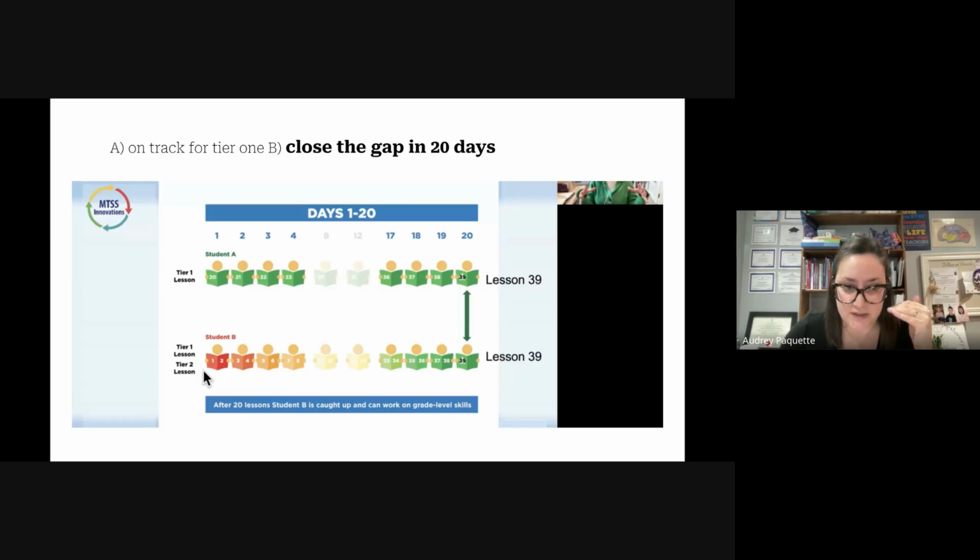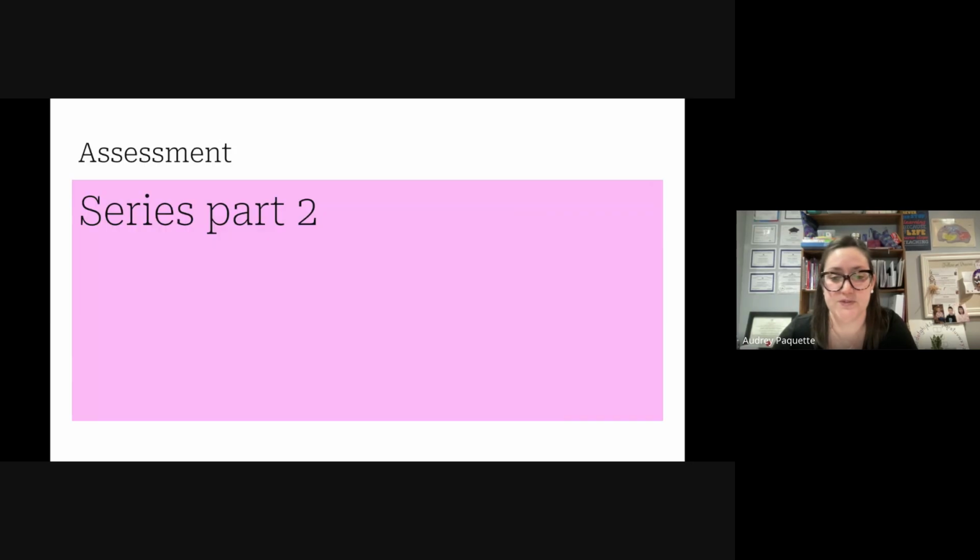Student B will be doing lesson 3. And in the afternoon, with a tier 2, we'll be doing lesson 4. So I think you see where I'm going with this and how we are accelerating so that we can close the gap, okay? And by the end of those 20 days, we were able to close the gap for these 2 students and they're able to be at the same lesson. Now, I'm not saying this works all the time, but it's definitely something that is worth trying, okay? And it's a nice visual to represent it.